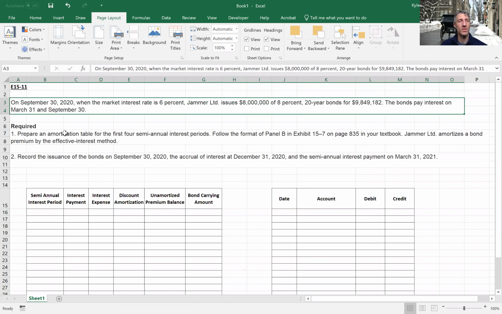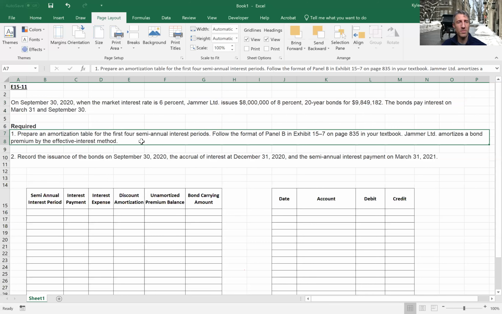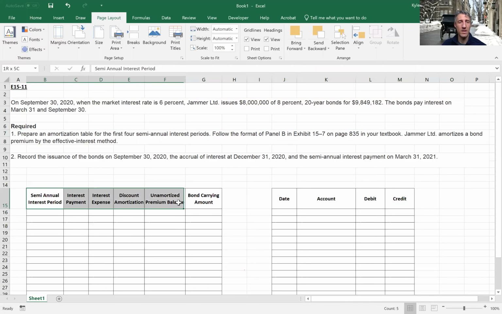So on September 30th, 2020, when the market interest rate is 6%, Jammer Limited issues 8 million of 8% 20-year bonds for 9.8 million. The bonds pay interest on March 31st and September 30th, so twice per year, so that's a semi-annual interest payment. And what we need to do is prepare an amortization table for the first 4 semi-annual interest periods. Follow the format of Panel B in Exhibit 15-7 on page 835 of your textbook. So that's what I have down here.